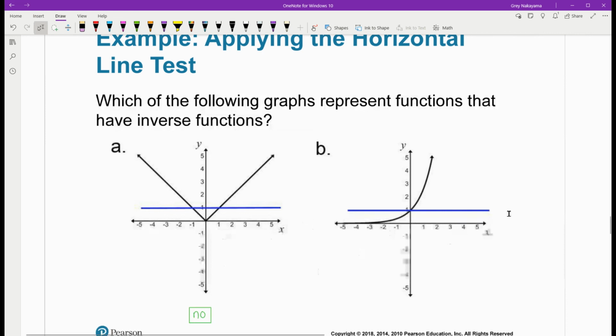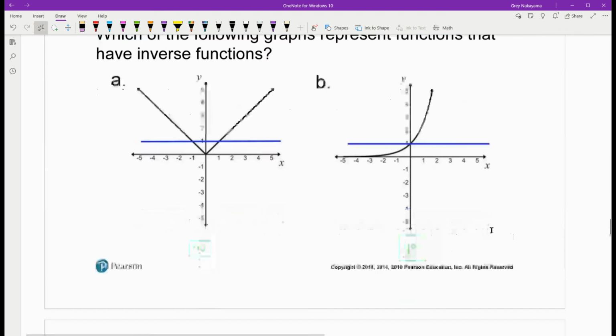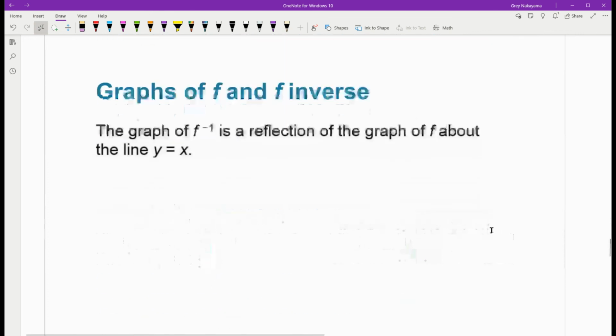It passes the vertical line test. The horizontal line test, I'm only going to cross it once, no matter what kind of horizontal line I draw. So this one actually, its inverse will be a function also. And it's really what we call one-to-one functions. Okay, so look at this.